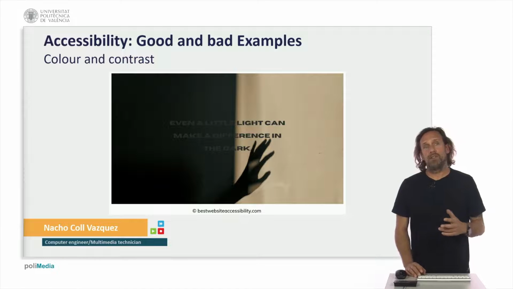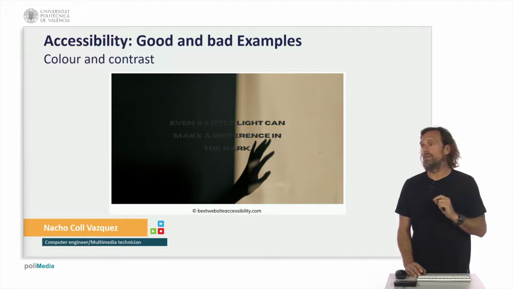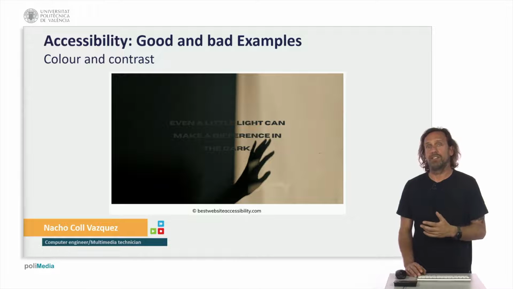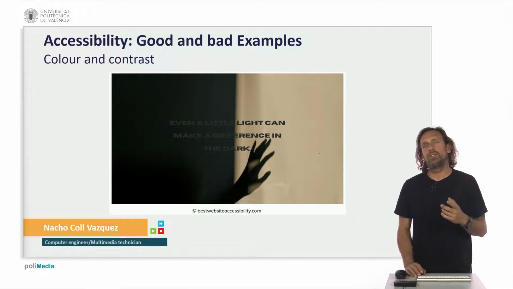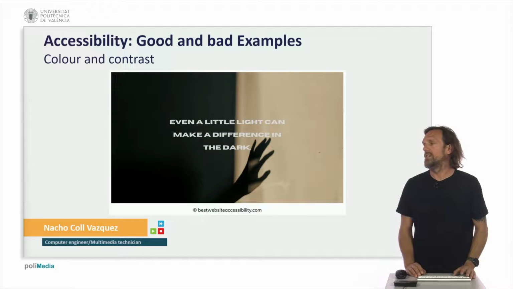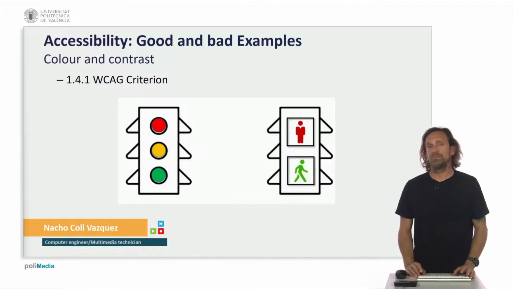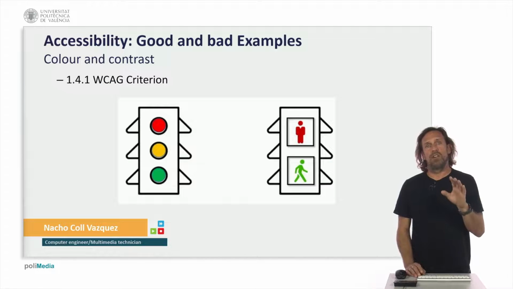Here we have another example, in this case, adding text to an image, which is very dangerous, as you can see, because the text is almost illegible. So it's necessary to increase the contrast in order to obtain a better result, like this. And now let's talk about color.